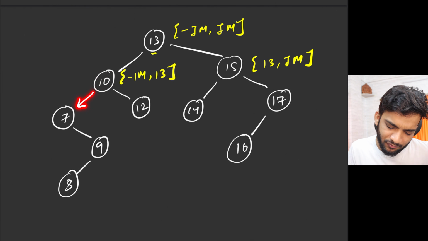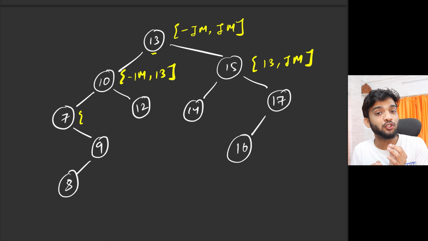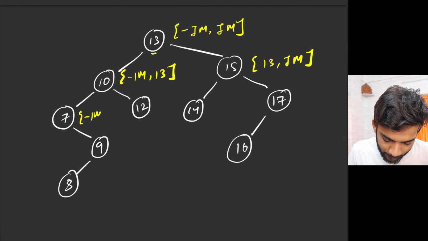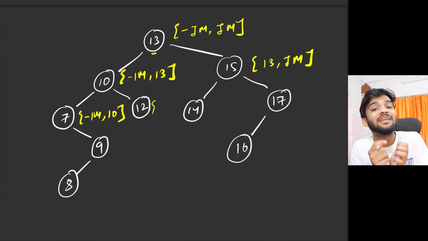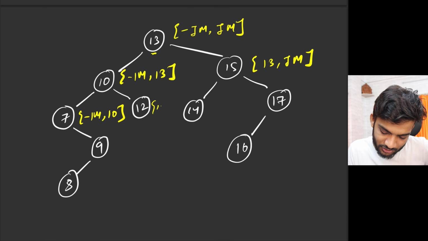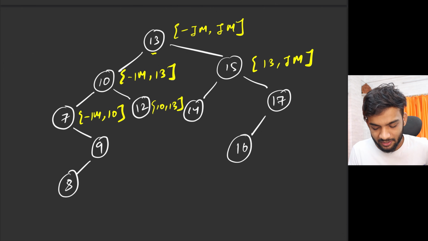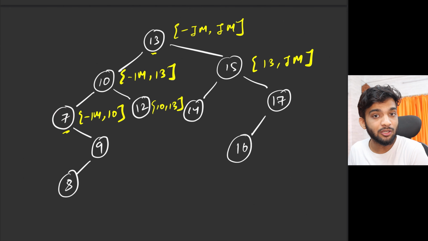Now we will go to the left and then to the right. So if I go to the left, can I say everything should be lesser than 10? So I will be like, okay, it will be from int min to 10. And if I go to the right, everything should be greater than 10. So 10 to 13. So I'm maintaining a range, correct? Now the moment I come here, is 7 lying in this particular range?